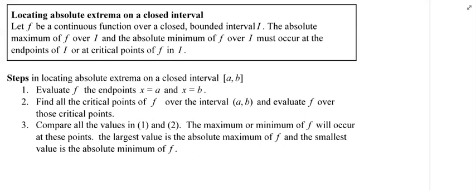Let f be a continuous function over a closed, bounded interval I. The absolute maximum of f over I and the absolute minimum of f over I must occur at the endpoints or at critical points of f in I. Usually this interval is denoted by two x values, a and b, with brackets around them.